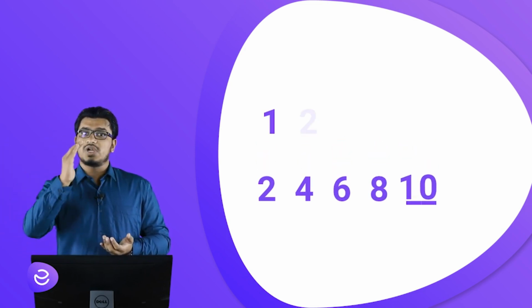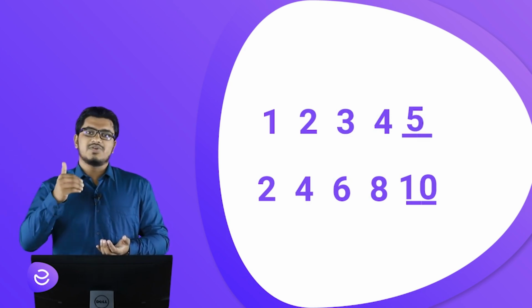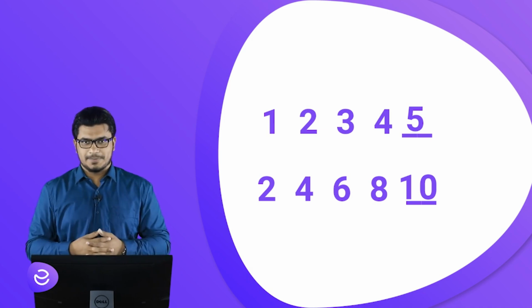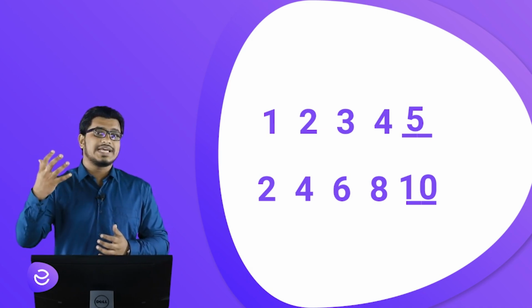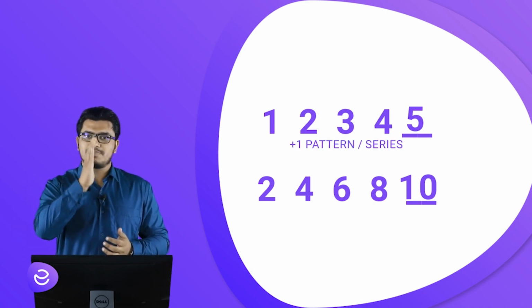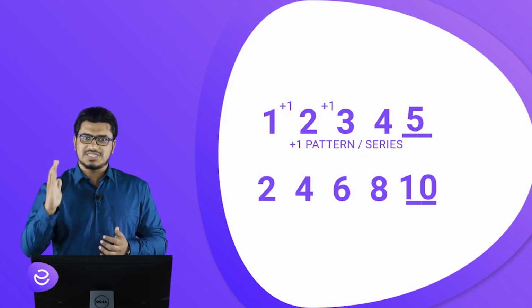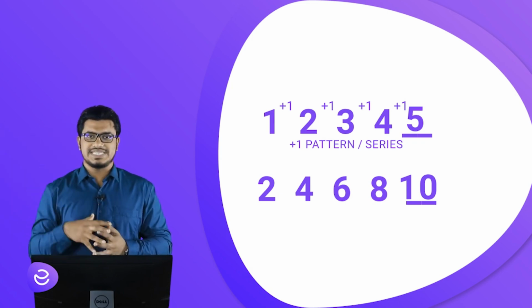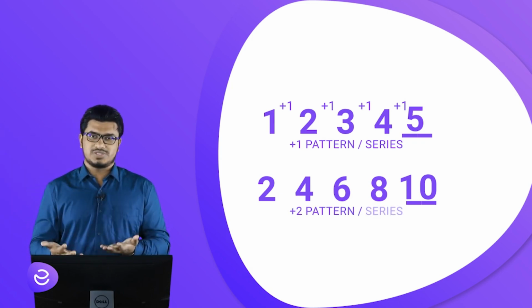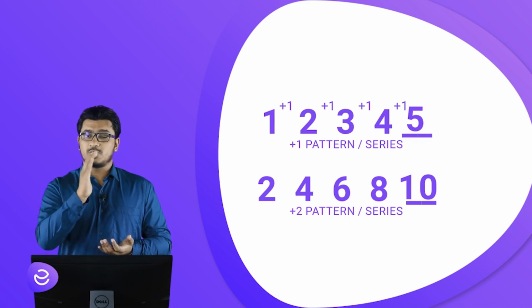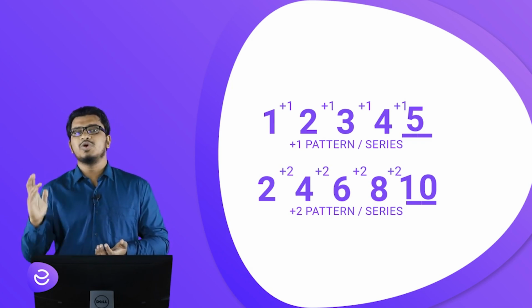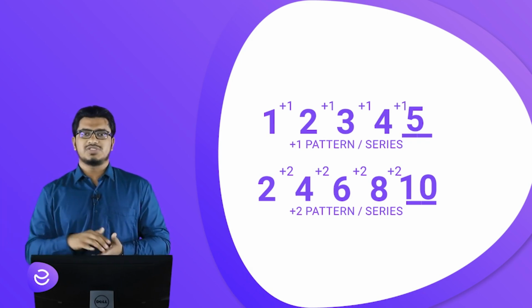So the first one is 1, 2, 3, 4, 5. The second one is 2, 4, 6, 8, 10. These are two different types of patterns. The first one we call a plus 1 pattern: 1 plus 1, 2; 2 plus 1, 3; 3 plus 1, 4; 4 plus 1, 5. We call it a plus 1 series. The next one is a plus 2 series: 2 plus 2, 4; 4 plus 2, 6; 6 plus 2, 8; 8 plus 2, 10. So that is a plus 2 series.